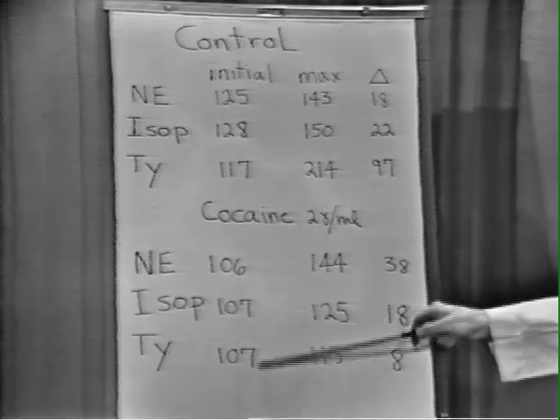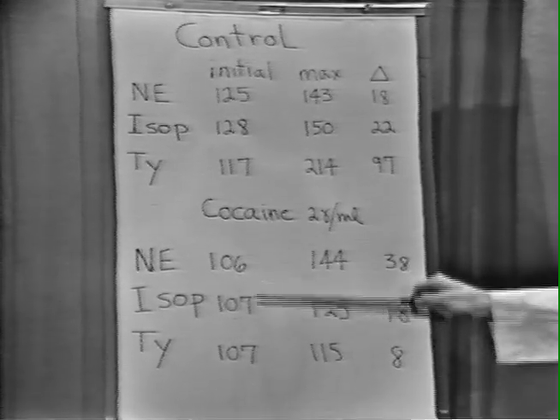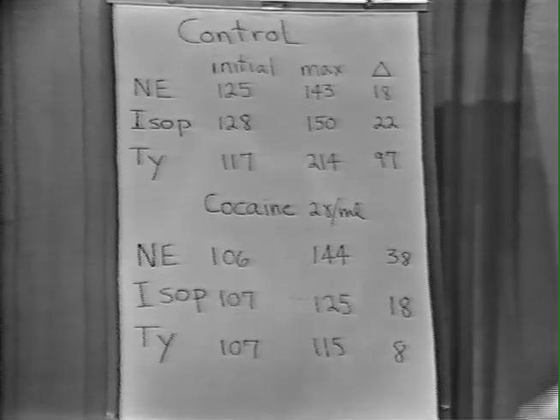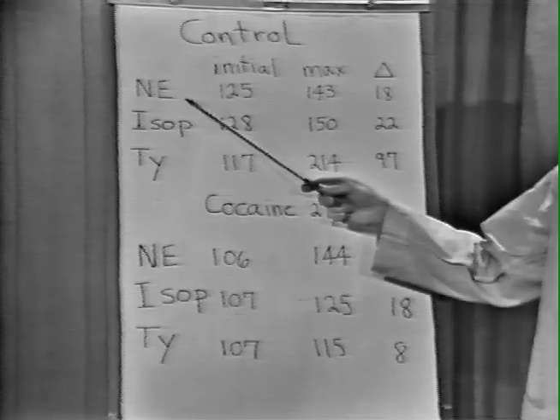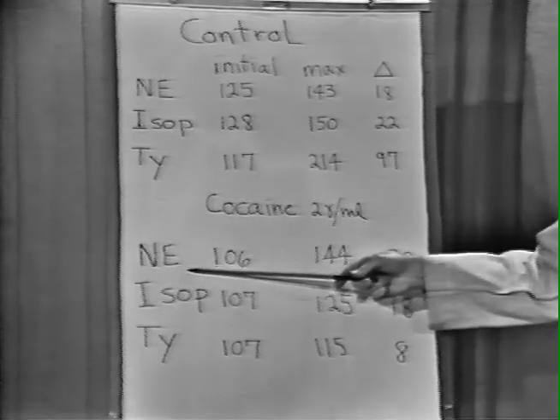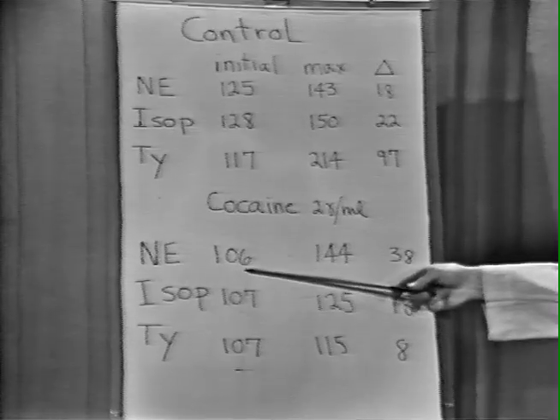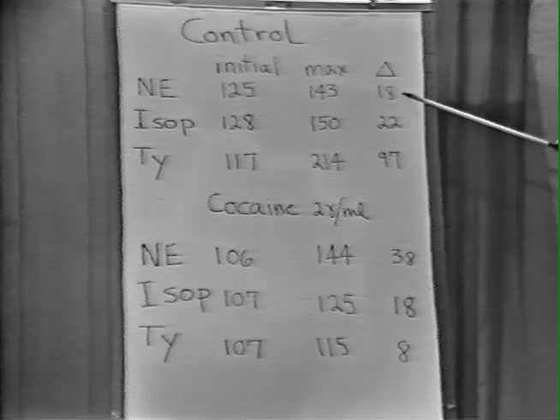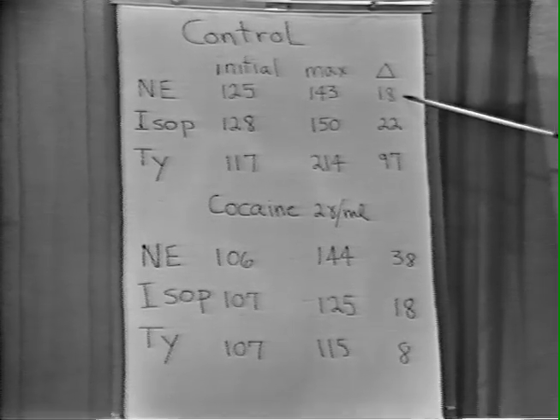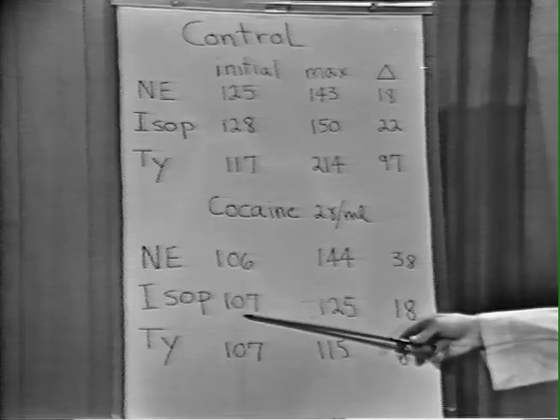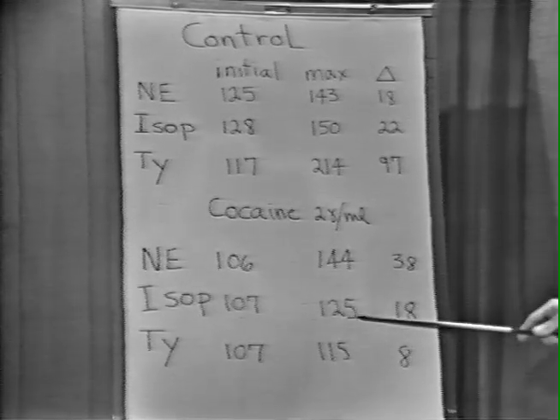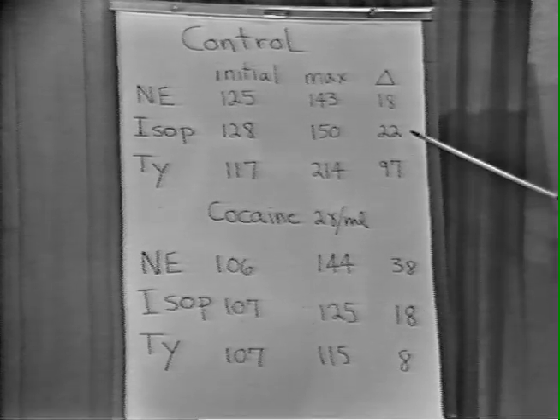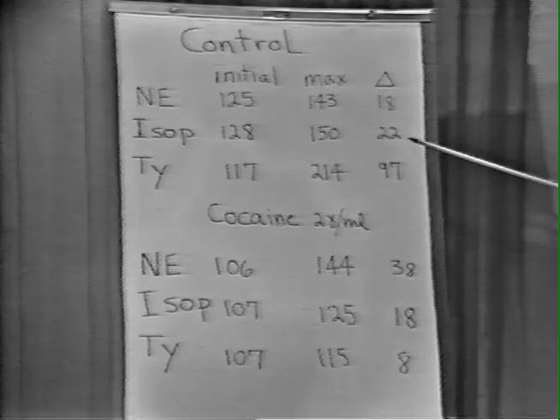The initial baseline is somewhat lower after we added the cocaine, 106 to 107 compared with the 125 to 117 before. Injection of norepinephrine at the same concentration, 1 nanogram per milliliter, gave us an increase from 106 to 144, or 38 beats per minute. This is about twice the previous response of 18 beats per minute. With isoproterenol, there was actually very little change in the response, going from 107 to 125, giving a change of 18 beats per minute compared with an earlier change of 22 beats per minute.